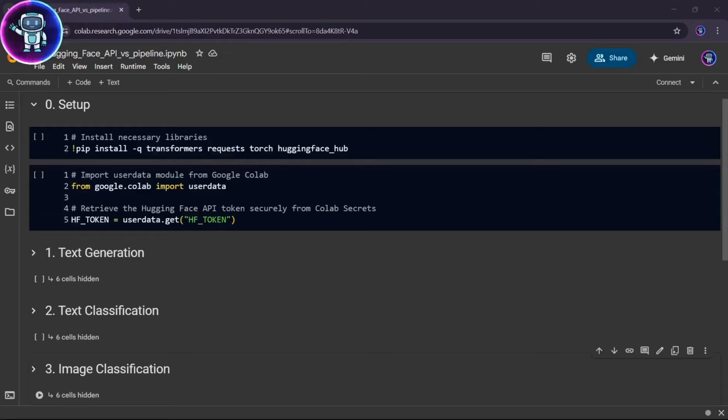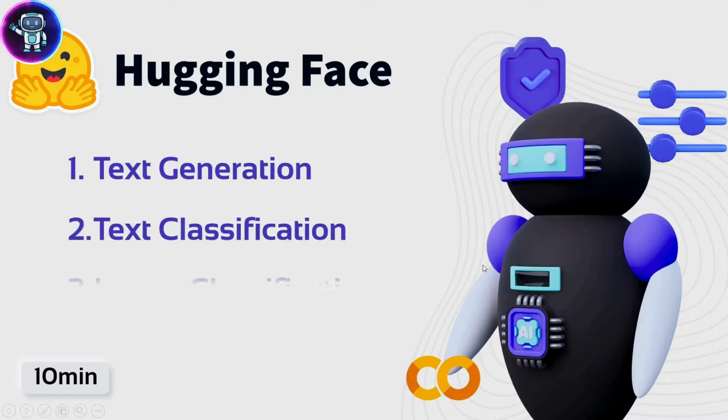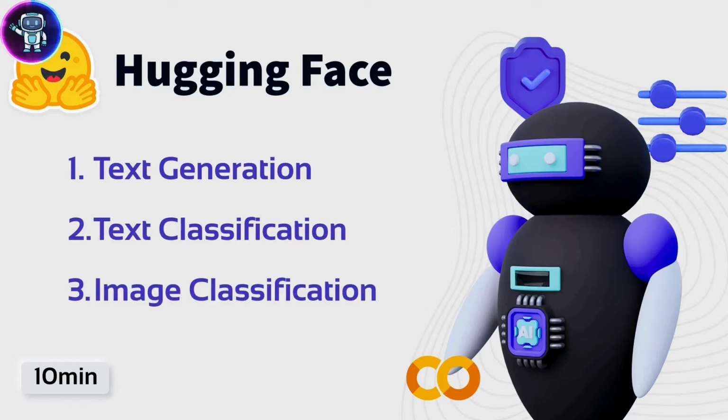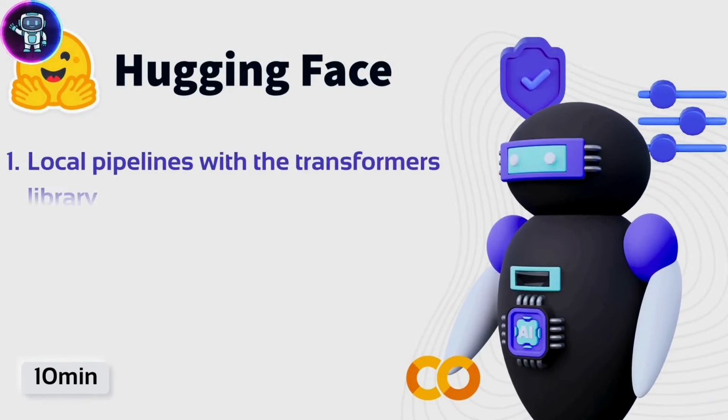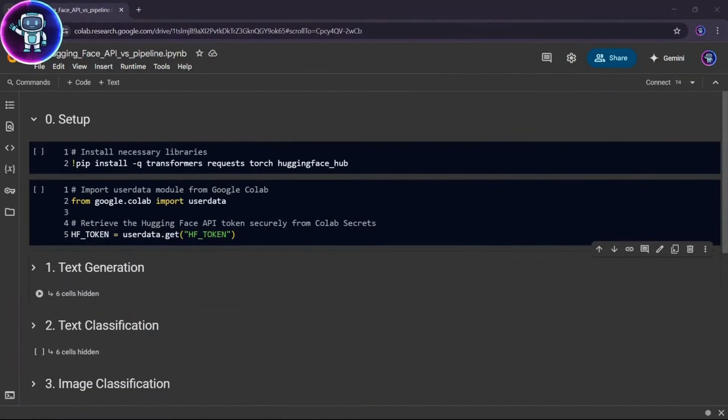Hello, everyone. Welcome to this comprehensive guide on running Hugging Face models in Google Colab. We'll be exploring 3 AI tasks: text generation, text classification, and image classification using 3 different methods: local pipelines with the Transformers library, API calls using Python's requests, and API calls using the higher-level Hugging Face Hub library. By the end of this video, you'll understand exactly how each approach works.